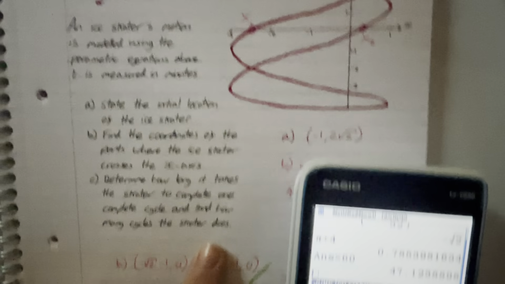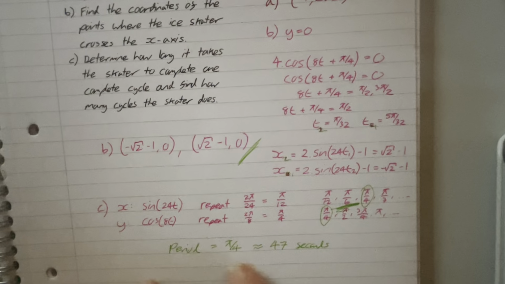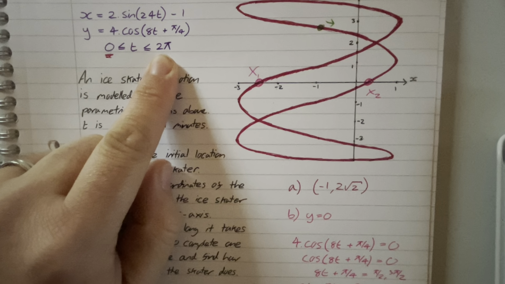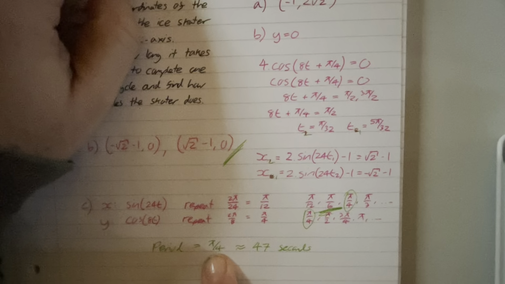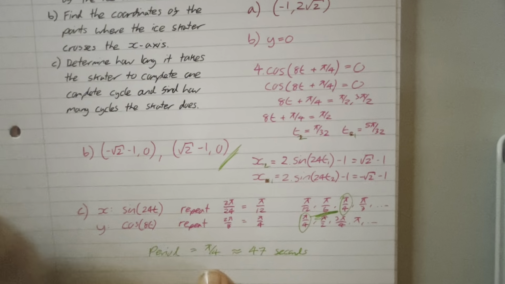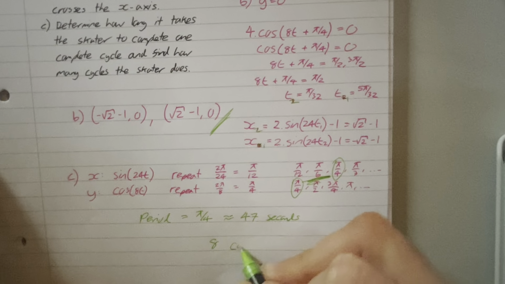And then the second part of this, part C, was how many cycles the skater does altogether. Well, if it takes pi on 4 to do one cycle, and he's cycling around for 2 pi, then, well, there's 8 of those in 2 pi. So pi on 4, pi on 2, 3 pi on 4, pi, and another 4. So the total is 8 cycles around.